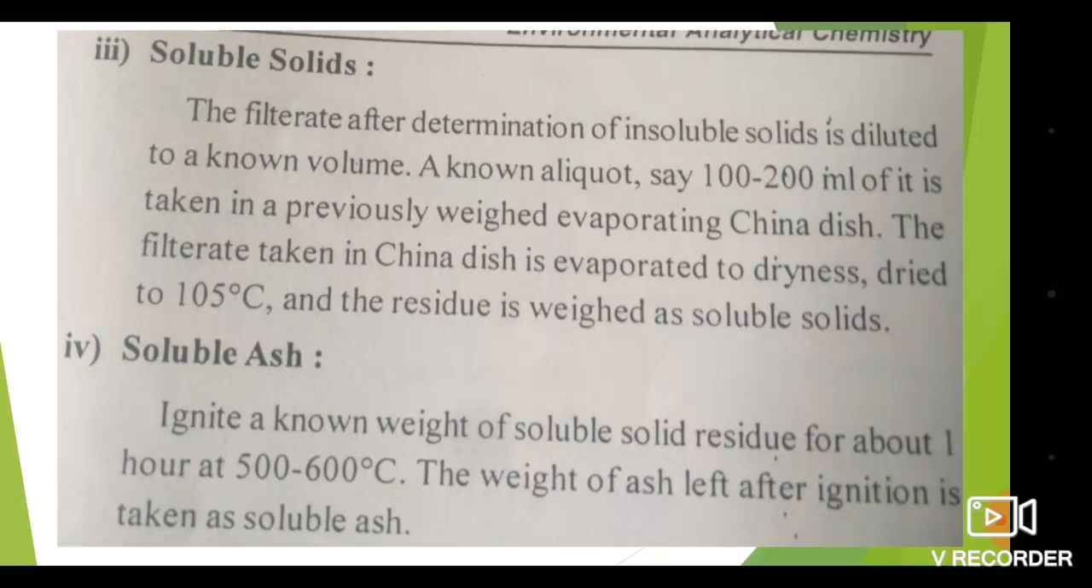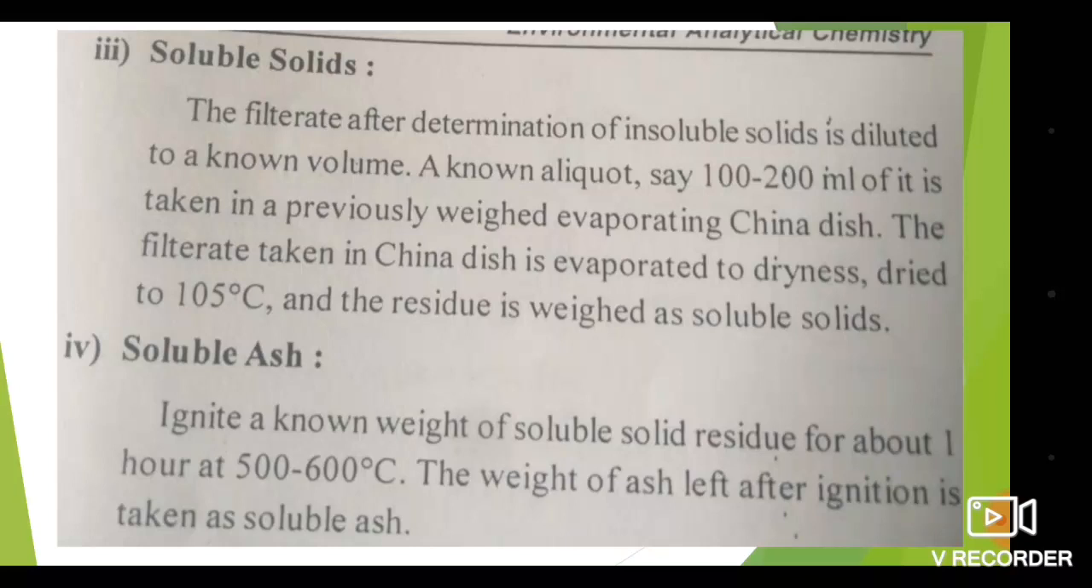That is, the water is exposed to air. Take the filtrate after determination of insoluble solid, diluted to a known volume, and a liquid portion from that is taken. That is, 100 to 200 ml of it is taken in a previously weighed evaporating china dish. Then the filtrate taken in the china dish is evaporated to dryness, and dried at about 105 degrees Celsius, and the residue is weighed as a soluble solid. So the resulting weight is nothing but the soluble solid.